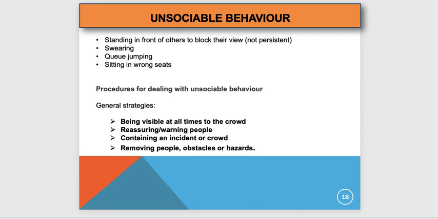So what are the procedures for dealing with unsociable behaviour? General strategies, again, being visible at all times. Remember standing there, reassuring and warning people, containing an incident or a crowd, removing people, obstacles or hazards. I'll give a little steer now as we're going through this.